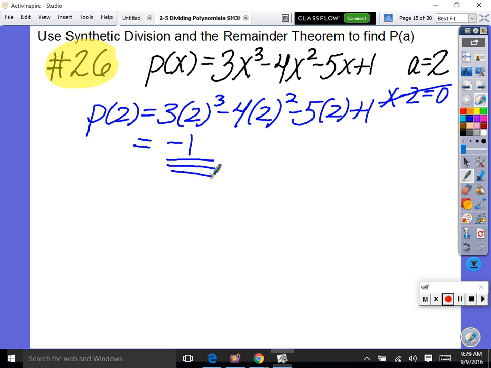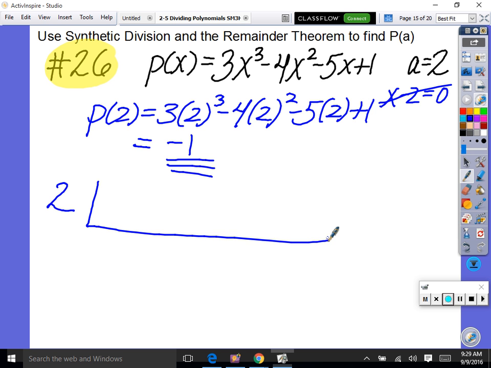On these, it says use synthetic division and the remainder theorem to find P of A. So we found P of A by plugging in A. Now let's show that that's true by synthetic division. So we set up A, that 2, on the outside. We're not going to use the opposite because it wasn't a factor, right? It gave us A. Does that make sense? So we set up 2.